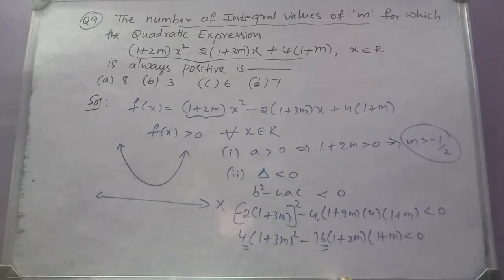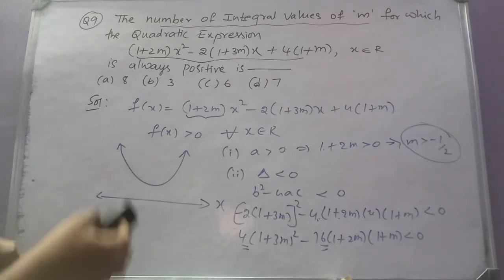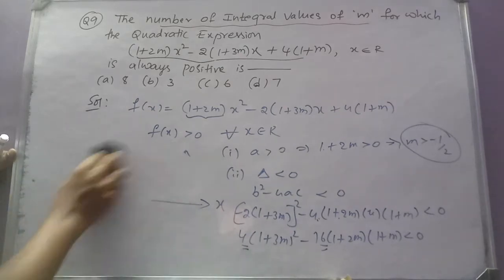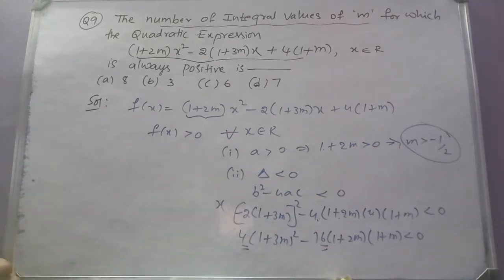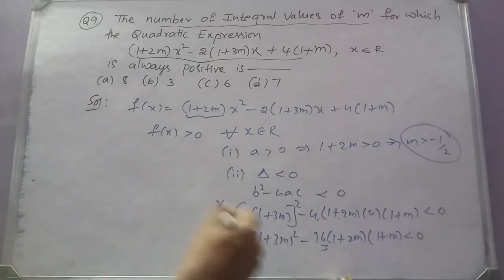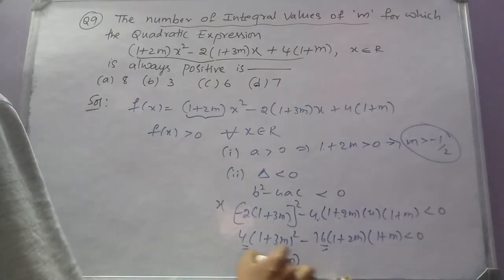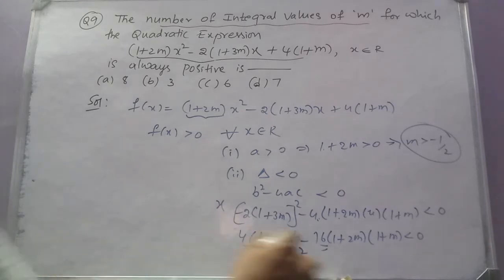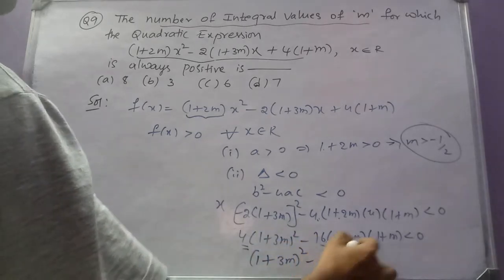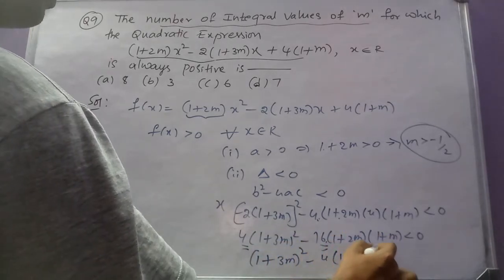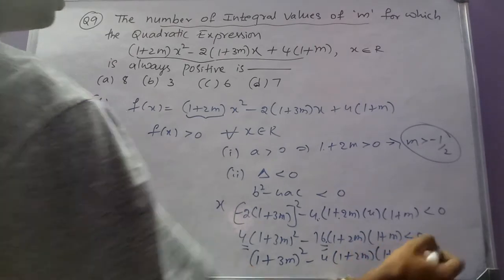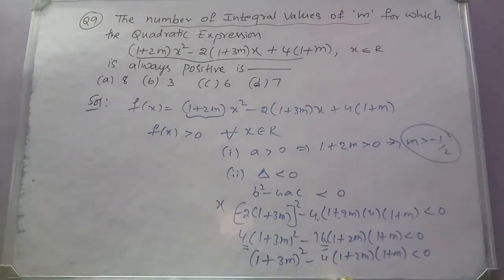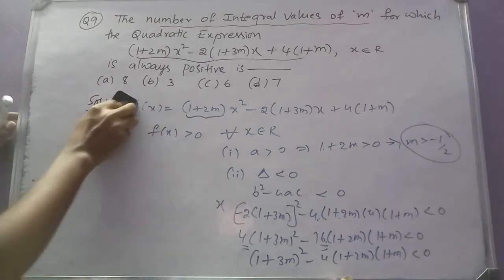So in that case, what happens? If I divide by 4 on both sides, I'll get 1 plus 3m whole square minus 4 times the product of these two less than 0. So let us solve this inequality.